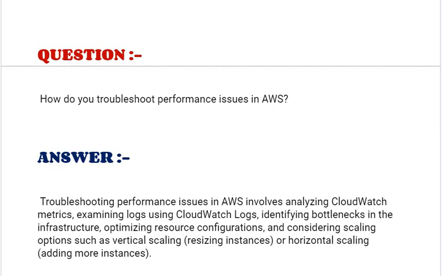Our next interview question is, how do you troubleshoot performance issues in AWS? Your answer should be troubleshooting performance issues in AWS involves analyzing CloudWatch metrics, examining logs using CloudWatch Logs, identifying bottlenecks in the infrastructure, optimizing resource configurations, and considering scaling options such as vertical scaling, that is, resizing instances, or horizontal scaling, that is, adding more instances.